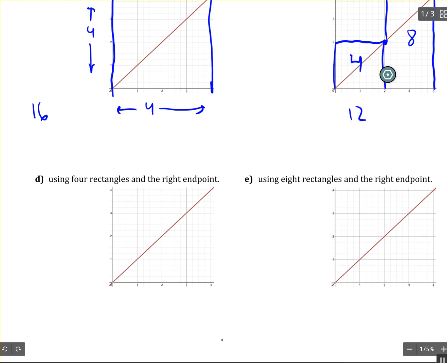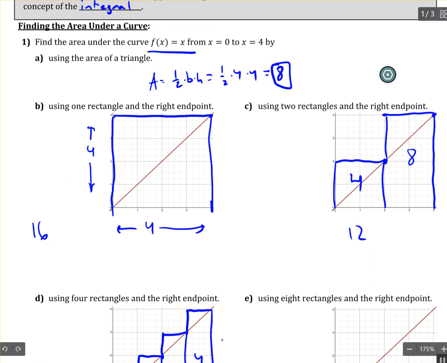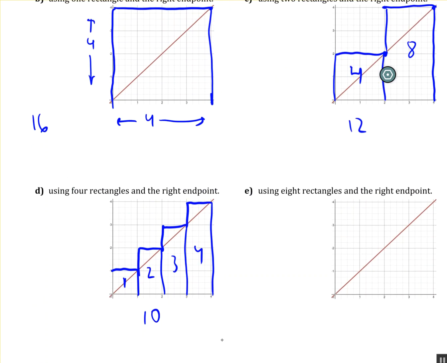So let's do it with 4 rectangles. Since we're going from 0 to 4, they're each going to have width 1. Here's 1, here's 2, here's 3, here's 4. These each have width 1, so 1 by 1 is 1, 1 by 2 is 2, 1 by 3 is 3, 1 by 4 is 4, so I end up with 10. Again, our answer was 8, so we're getting better and better as we go. Let's do one more.